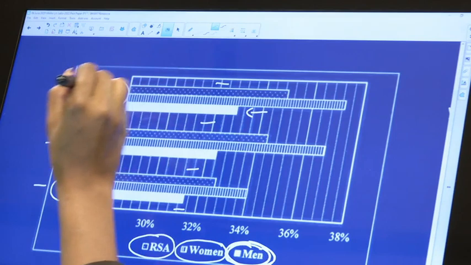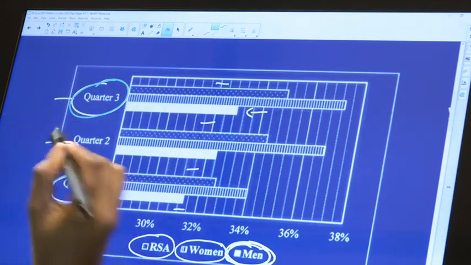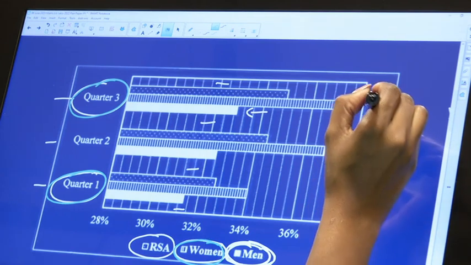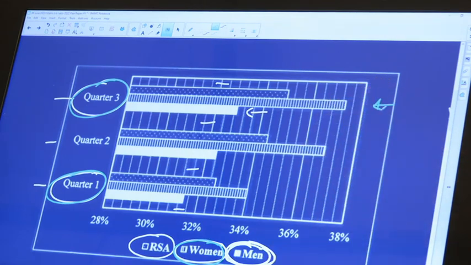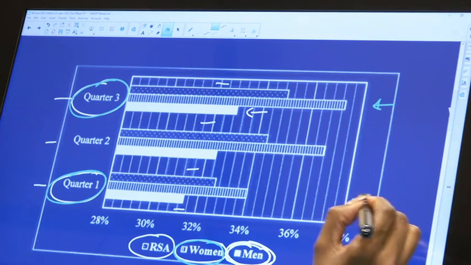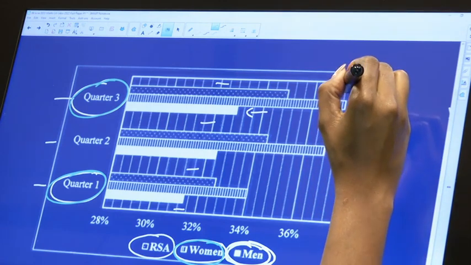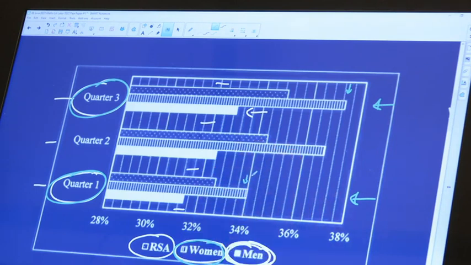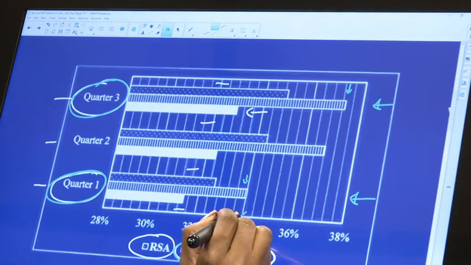Let me see if I can use a different color. We're using quarter three and quarter one, and we want the difference for the women. Whenever you do something like this, you automatically know that you are going to subtract. Women are the lines, so these are the women, and again, women are the lines over there. So we're comparing that number to that number, because we want the percentage increase. If we do something like this, this 34 is very visible here.